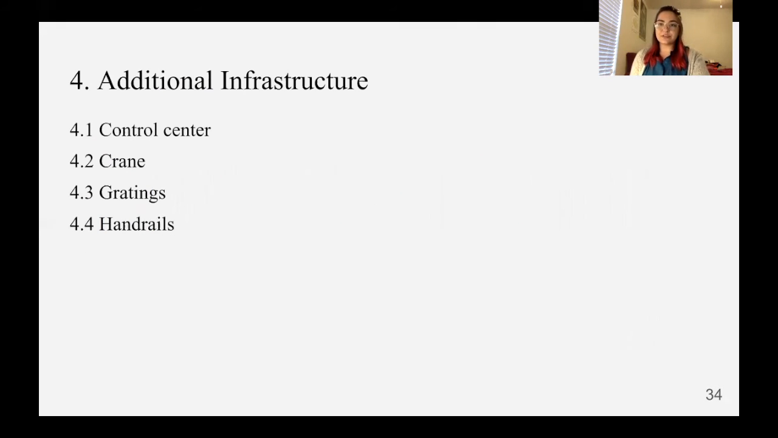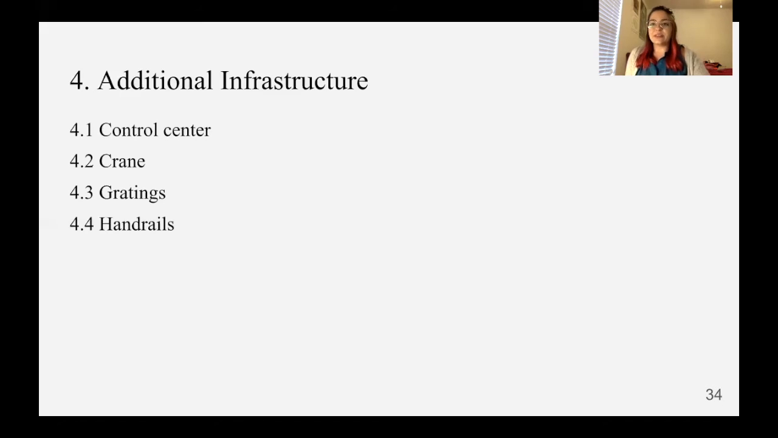Additional infrastructure that we can add into the system would include a control center, which would just allow you to control which UV lamps are on or which modules are on. Also, the transmittance that you're getting from those lamps. This is mainly for maintenance. You can also have a crane. This allows you to remove the lamps for replacement or replacement of the ballast. And then you can also integrate grating and handrails, which are just more of a personnel inclusion for safety for moving about these systems.